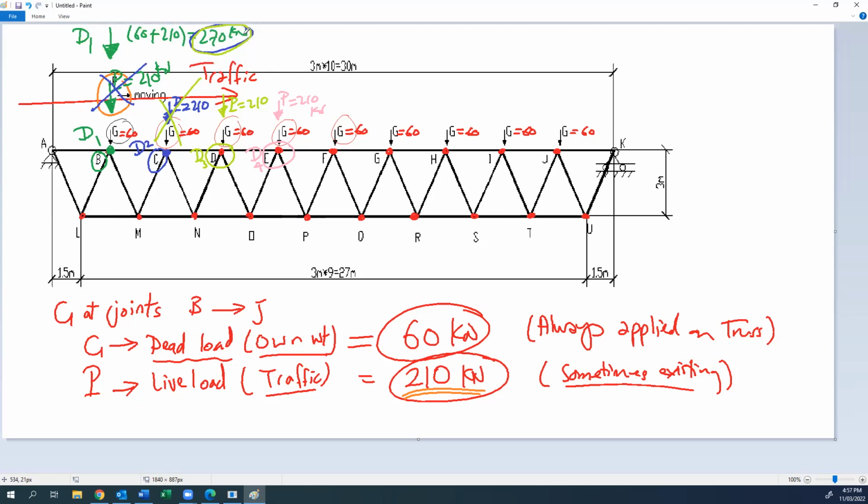Each group will analyze the truss with the load B applied at a point: group D1 at B, group D2 at C, group D3 at D, group D4 at E. But don't forget that the force G exists for all of you at all the joints. Do you have any questions for that? All clear? Do you have any questions?